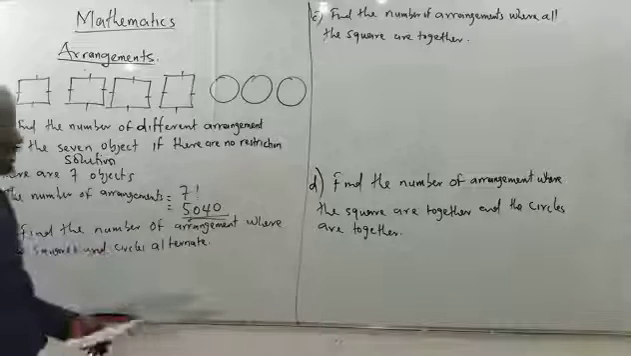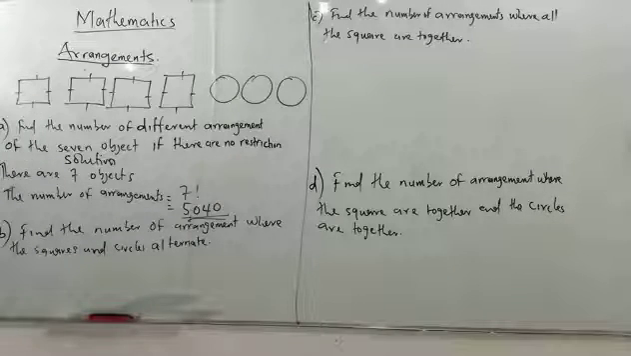Now, the second question says find the number of arrangements where the square and the circle alternate. Now, this is where it is a bit technical. Where these are alternate, what you just need to do? Solution.